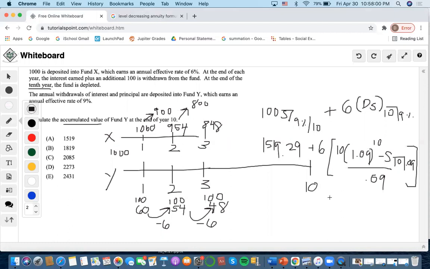And then we get 565.575. Then we add it back to the original 1519.29. And then we get 2084.86 as the final answer. And there you have it.